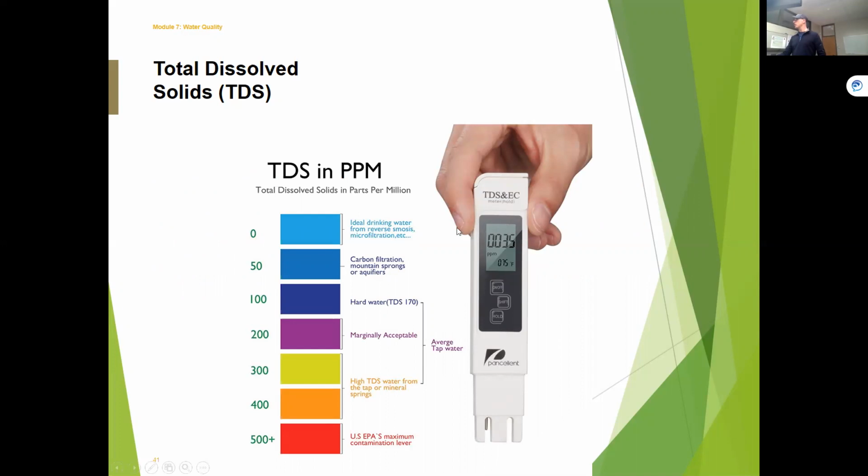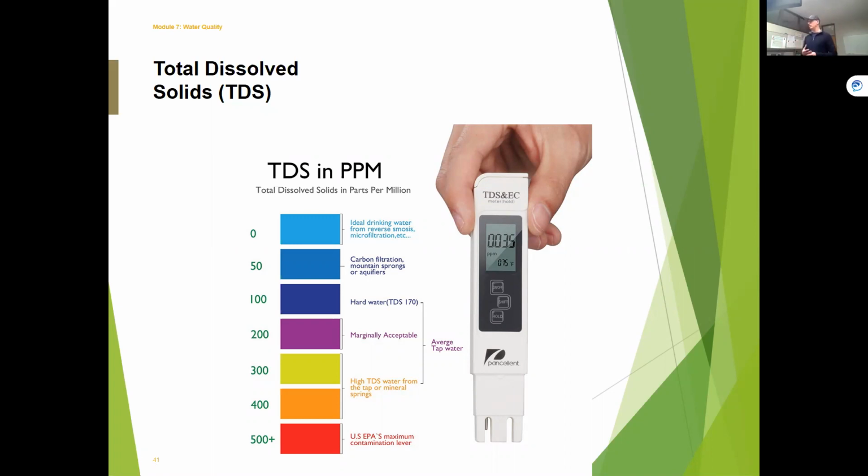Here's a really good chart. You can see 0 TDS in the blue here is ideal drinking water, and that's reverse osmosis and microfiltration. It's not actually ideal because it has no minerals and it's not great for you, so always keep that in mind. 50 parts per million of TDS is usually mountain springs or aquifers, a really pure water source. Now we're starting to get into a good water source area. As the water gets harder, at around 100, you can see hard water TDS of 170. That's average tap water, in that purple range there.